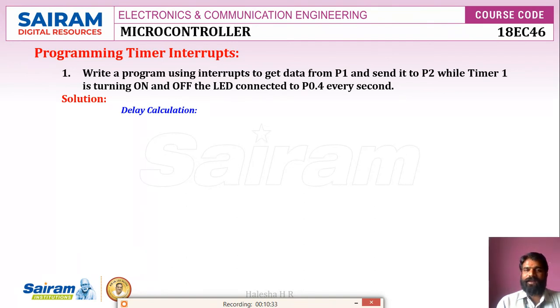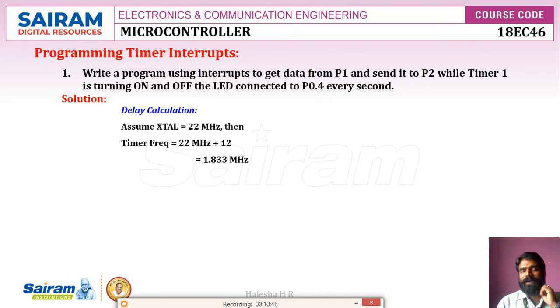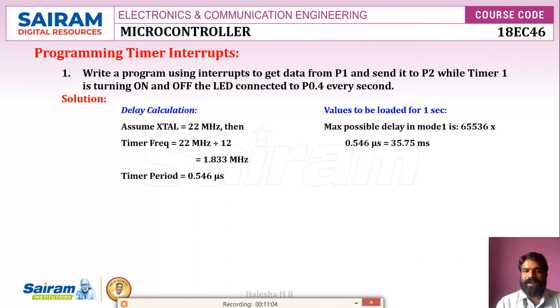First we'll see the delay calculation for a 1 second delay. In the question they have not specified the crystal frequency, so we'll assume a crystal frequency of 22 megahertz. Then the timer frequency, divided by 12, is 1.833 megahertz. So the timer period is 1 divided by 1.833 megahertz, which is equal to 0.546 microsecond. The maximum possible delay with initial value 0000 is 65,536 times 0.546 microsecond, which is equal to 35.75 millisecond. If it is multiplied by 28, it is approximately equal to 1 second.